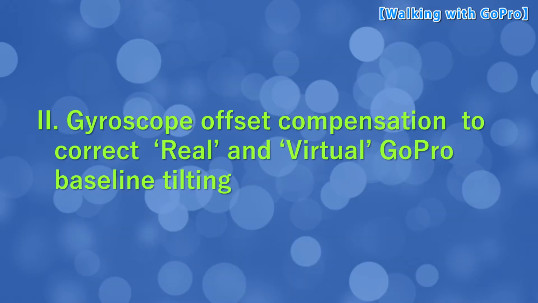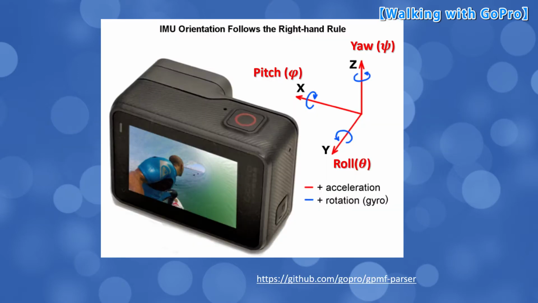Next, let's get started with gyroscope offset compensation. Before telling the story, look at this picture. It was copied from a GitHub site. IMU stands for Inertial Measurement Unit. It is an accelerometer and gyroscope sensor unit mounted in the GoPro. My calculation follows this notation.